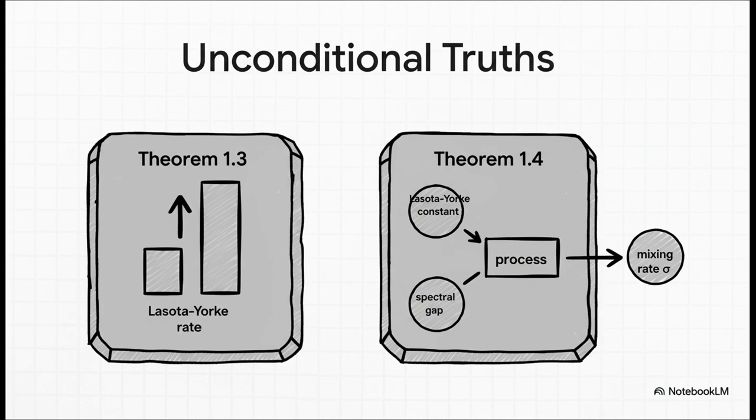So what do we get from this? Two absolutely crucial, unconditional facts. First, Theorem 1.3 shows us that the real mixing rate is always faster than the rate that the Lasota-Yorke inequality would predict on its own. And second, Theorem 1.4 gives us a precise formula that connects the mixing rate to that same constant and something called the system's spectral gap, which is really just a measure of how distinct the system's main behavior is from all its other potential behaviors. These are solid gold results, no ifs or buts attached.